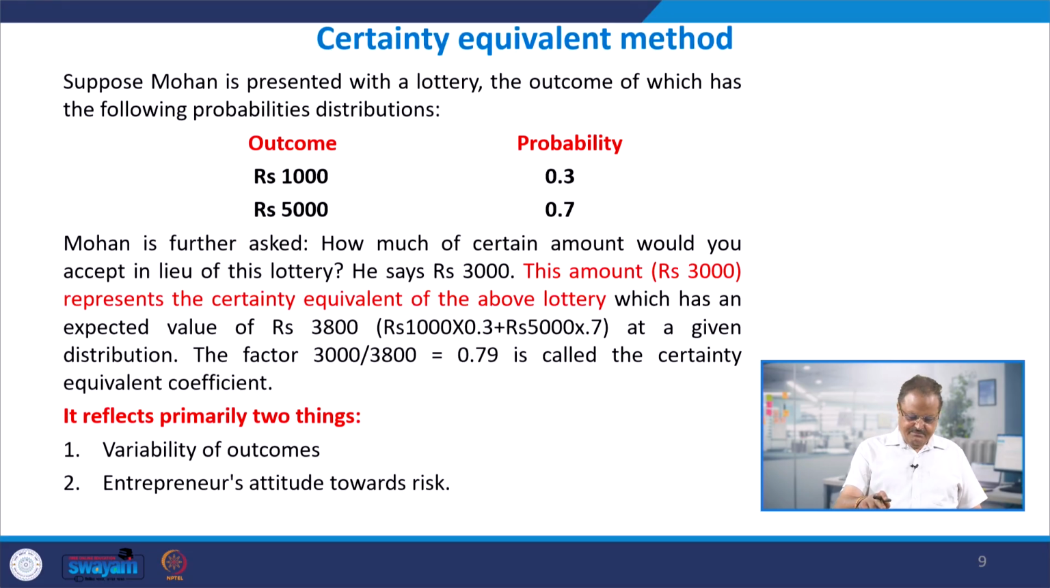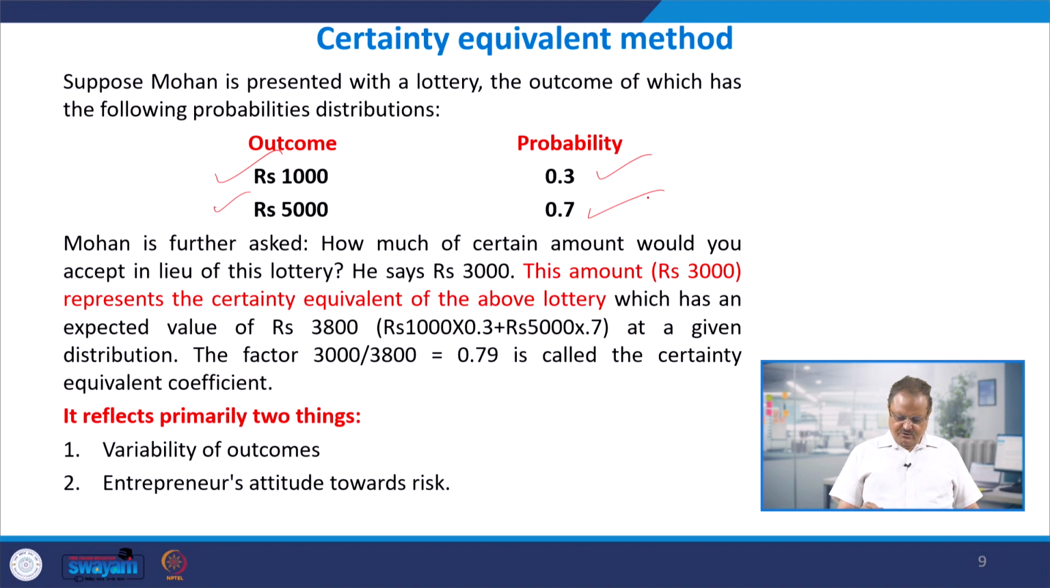So we can go for this certainty equivalent method, and normally firms manage the risk with the help of this method. This method is very simple to understand. Say, for example, you have one person called Mohan, who is presented a lottery ticket, and the probabilities of the outcome of that lottery ticket are in these two forms. Either he can get prize money of 1000, probability of that is 30%, or he may get prize money of 5000, probability of that is 70%.